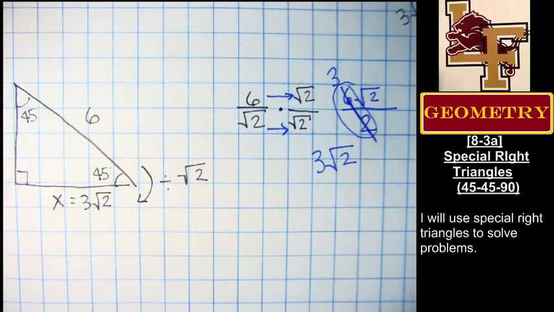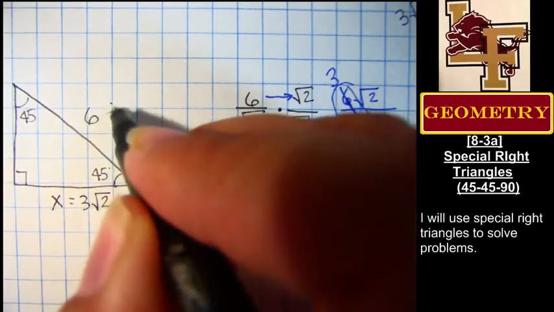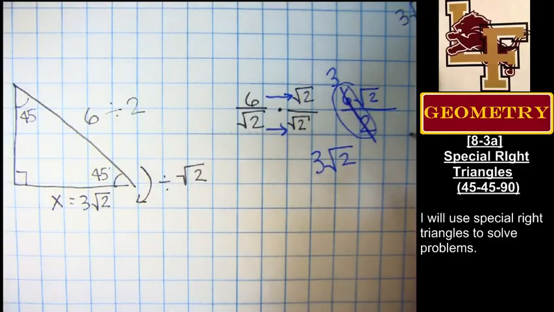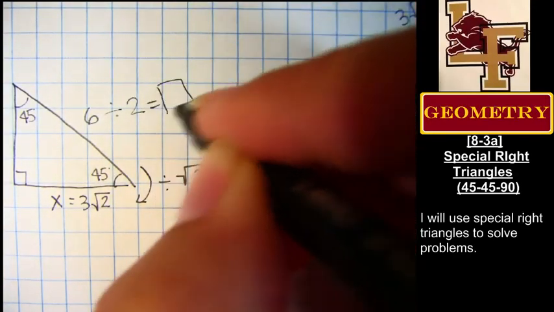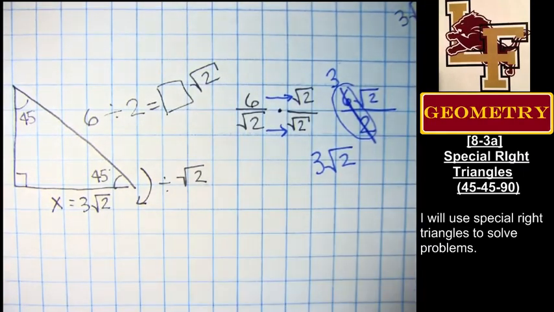That's the answer. Here's the shortcut to this pattern. Take this number, whatever it is, divide it by 2. Whatever answer you get, multiply it by square root 2. That's it, that's the pattern. It's a little more complicated than the other one, but not by much. Take the number on the hypotenuse, divide it by 2, then multiply by square root 2. Okay?